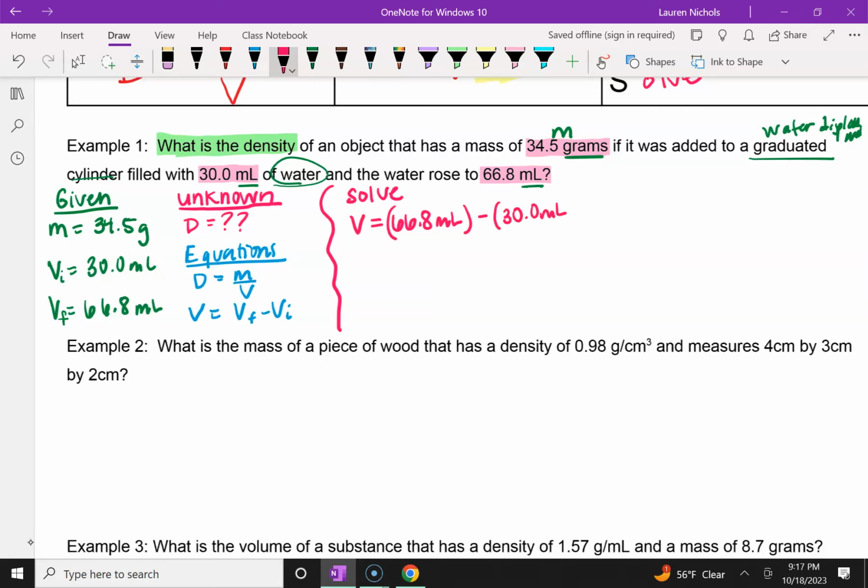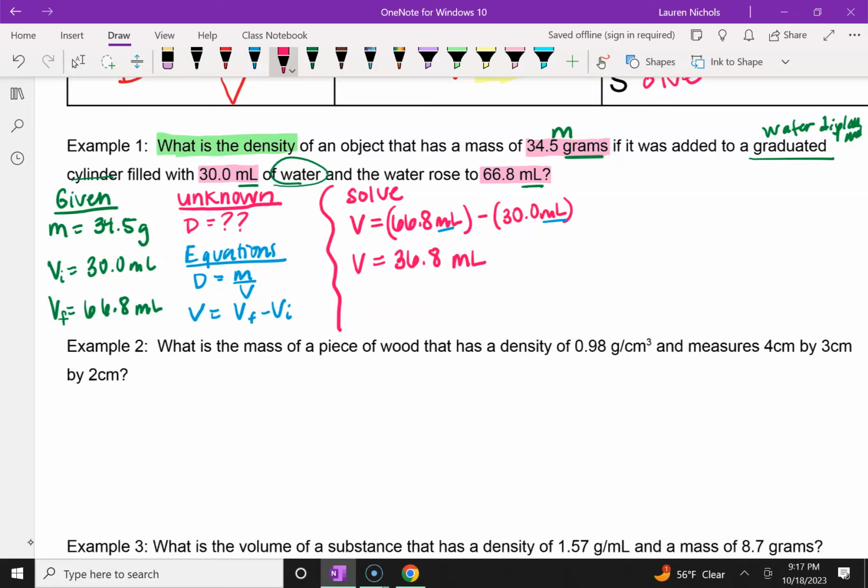Now, I like to write numbers that have units in parentheses. That way I remember that those units stay together. So now when I subtract, remember when you subtract, your units combine. So milliliters and milliliters mean that my unit will remain milliliters. And then 66.8 minus 30 is going to give us 36.8 milliliters. And that's the volume of our object.